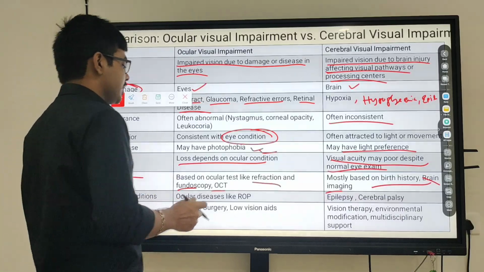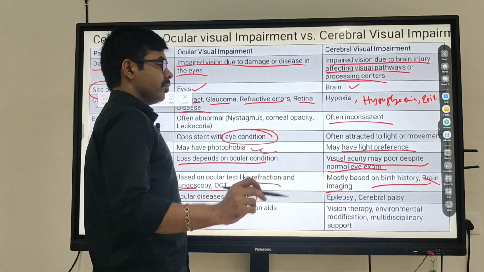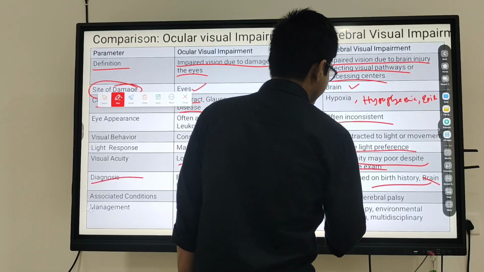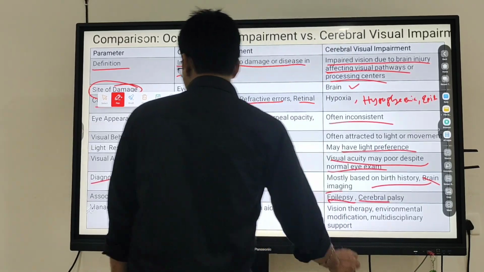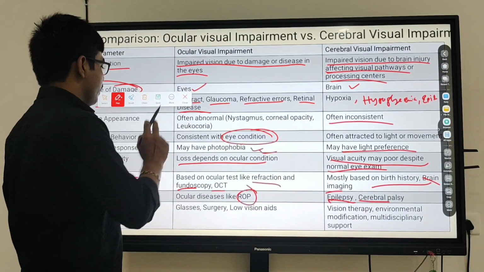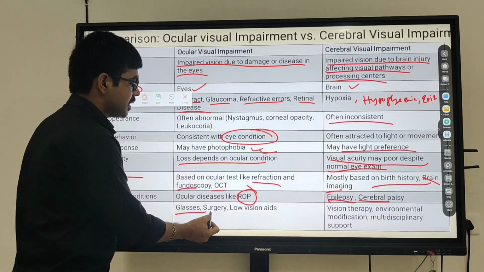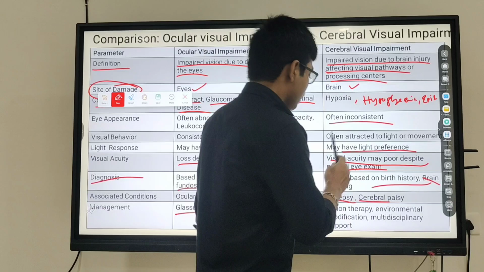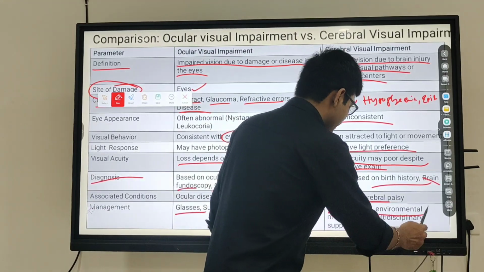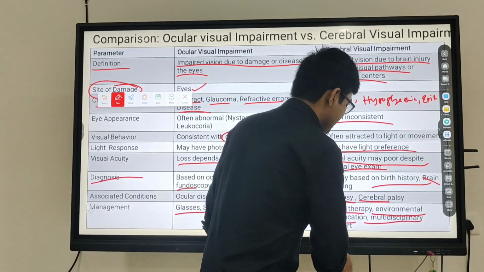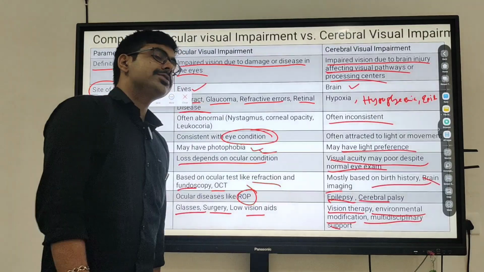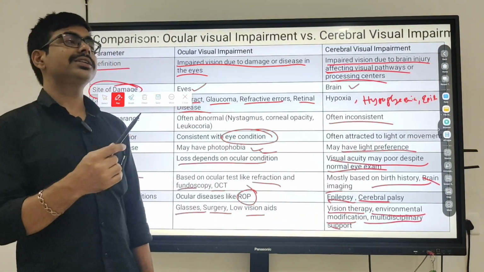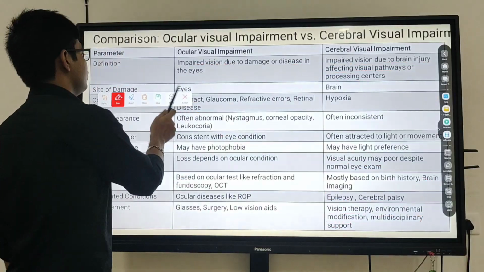Second is associated conditions. The child can have ROP in ocular visual impairment, but in cerebral visual impairment the child may have epilepsy and cerebral palsy. Management for ocular visual impairment will be glasses, surgery, and low vision aids. But in cerebral visual impairment, the management will be vision therapy, environmental modification, and multidisciplinary support like physiotherapy, occupational therapy, special education, and speech therapy. These sensory integration therapies are needed to manage cerebral visual impairment.